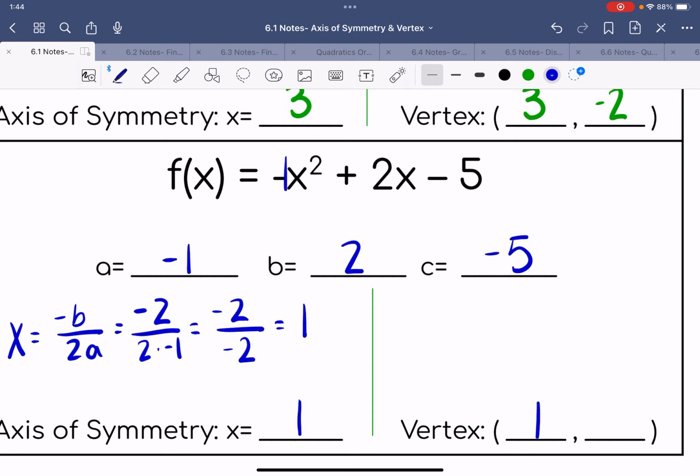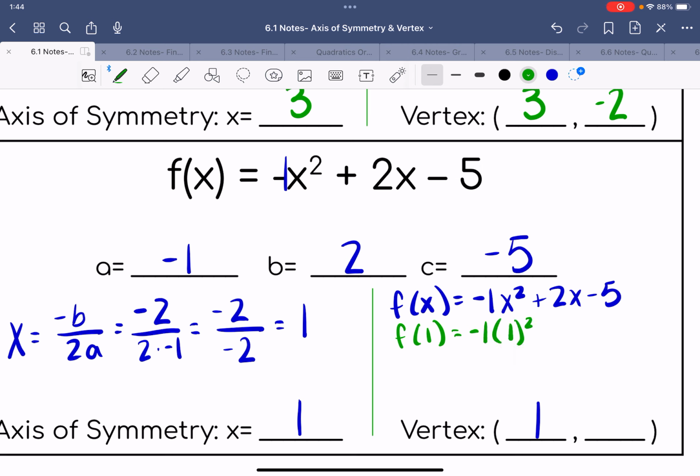Okay, now I need to find my y value of my vertex. So I'm going to take my original equation and I'm going to leave that negative 1 there as a leading coefficient. That's going to help me when I plug things in here in a second. So negative 1 times x squared plus 2x minus 5. And then I am finding f of 1. So that means I'm plugging in 1 for x. So that's going to be negative 1 times 1 squared plus 2 times 1 minus 5.